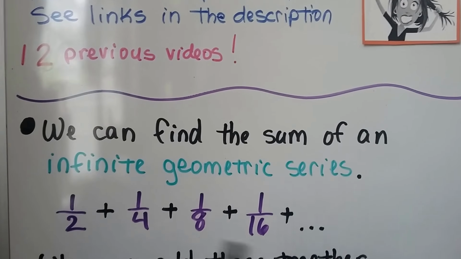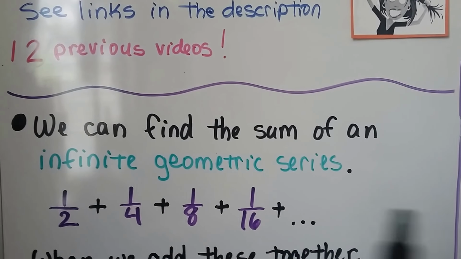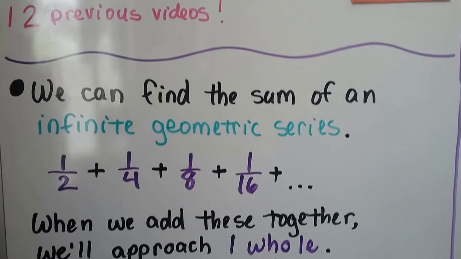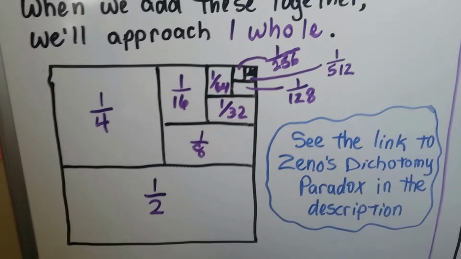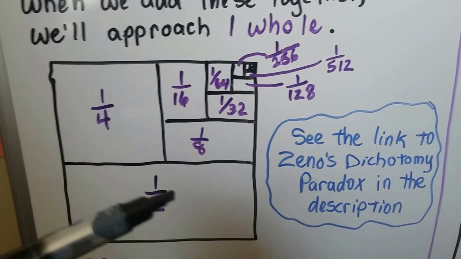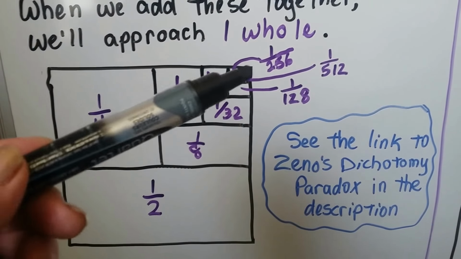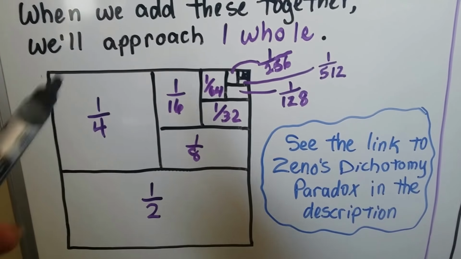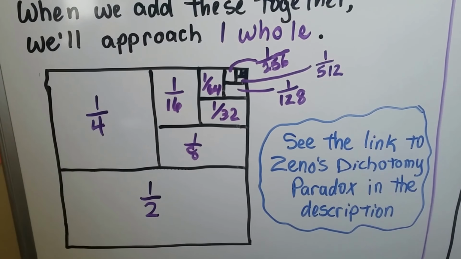So here's an example of one. This is an infinite geometric series, and it goes on and on and on, and we would keep adding all the fractions as they got smaller and smaller. When we add these together, we'll approach one whole. Look at it as if it were a square, and we added half the square to a fourth the square to an eighth the square to a 16th, and so on and so on. As the fractions got smaller and smaller, we would eventually have one whole square. We'd be approaching one whole square, wouldn't we?